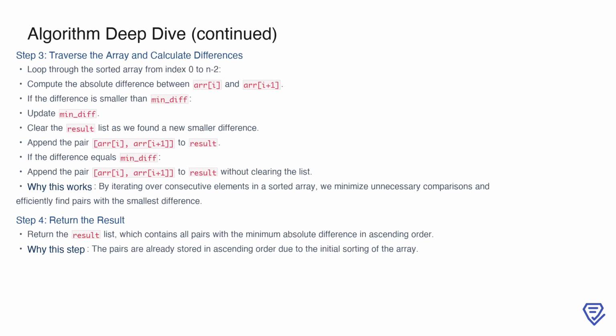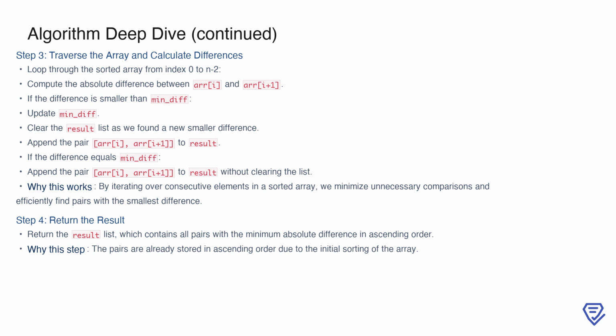After sorting the array and initializing the required variables, the next step is to traverse the array to calculate absolute differences between consecutive elements. We loop from the first index to the second to last index, comparing each element with the next one. For every pair, we calculate their absolute difference. If this difference is smaller than the current min_diff, we update min_diff to this new value, clear the result list, and add the current pair to result. This ensures that only pairs with the smallest difference are stored.